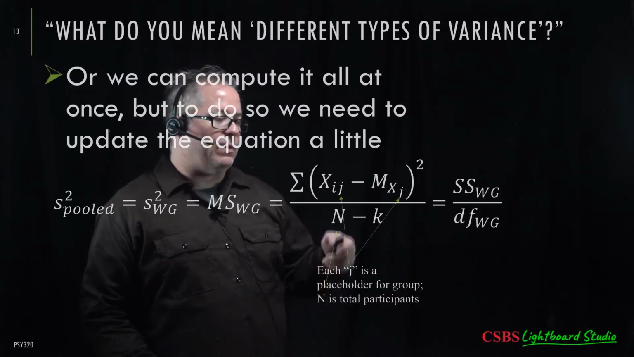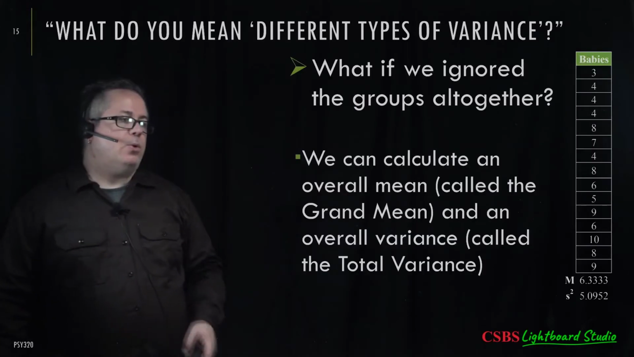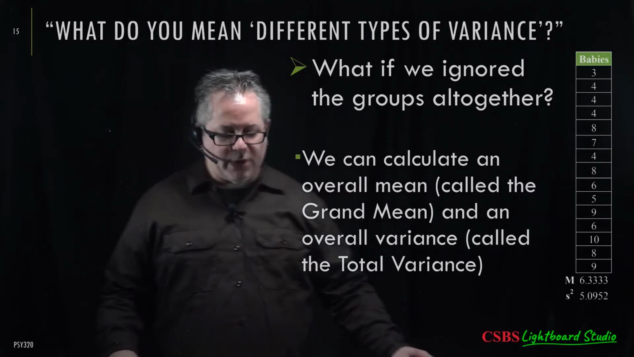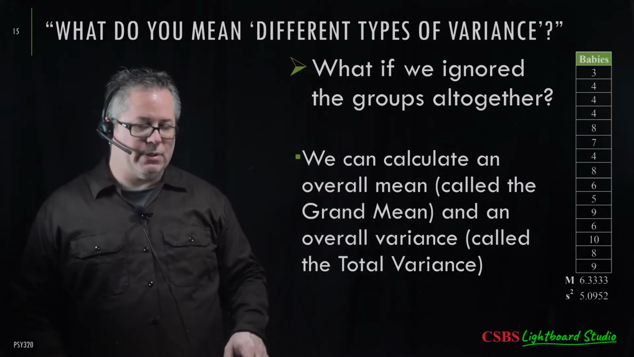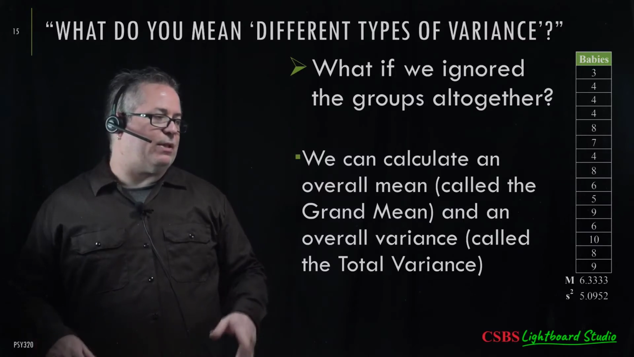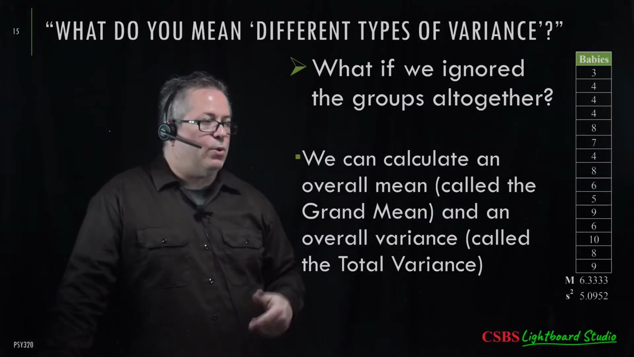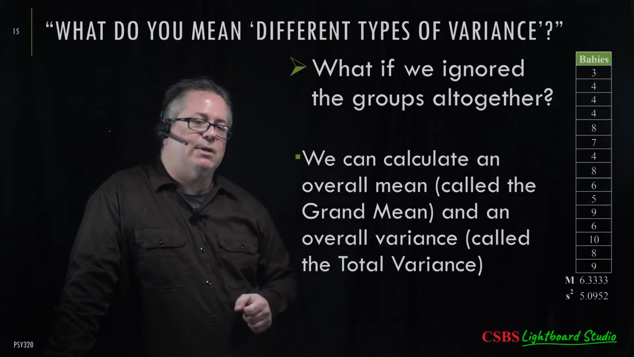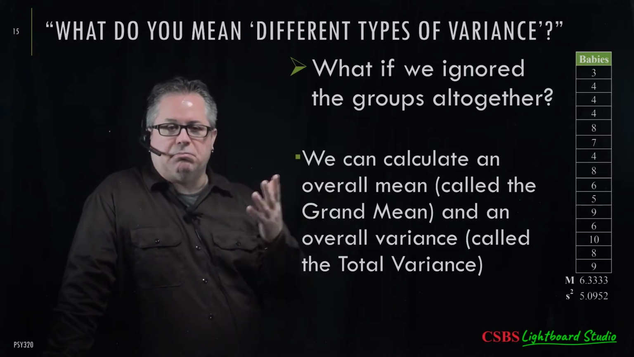All right, so we talked about this idea of variance in general, this idea of being able to find variances separately for each group, being able to pool them together. What if we ignored the groups altogether? So we know we have 15 babies, and those 15 babies were randomly assigned to different groups. But what if we ignore the fact that they're in different groups? We just treat it as one larger group of 15 babies that weren't assigned to different foods. They were just 15 babies.